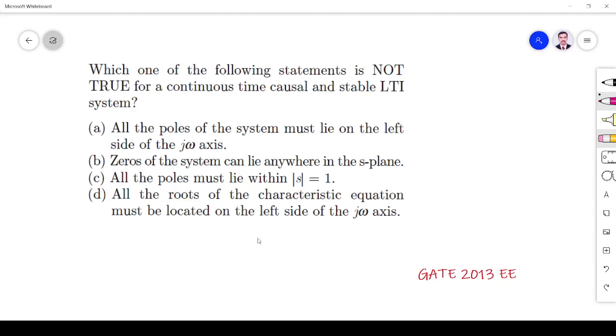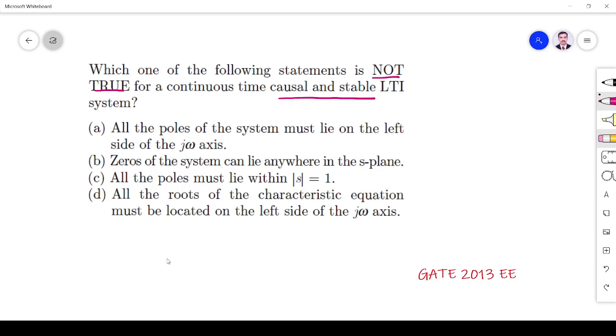Hi friends, in this video let us solve a signal system related question asked in GATE 2013 triple paper. The question is, which one of the following statement is not true? Not true, that is very important. For a continuous time causal and stable LTI system. So they told the system is causal and stable. With respect to poles and zeros they are talking.